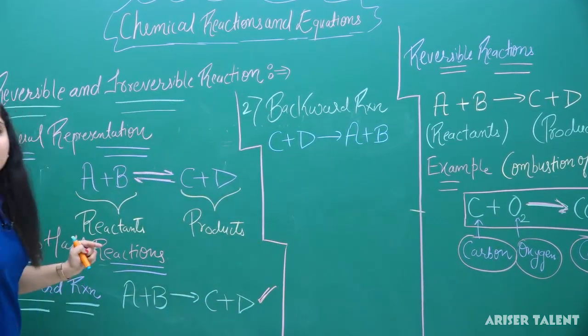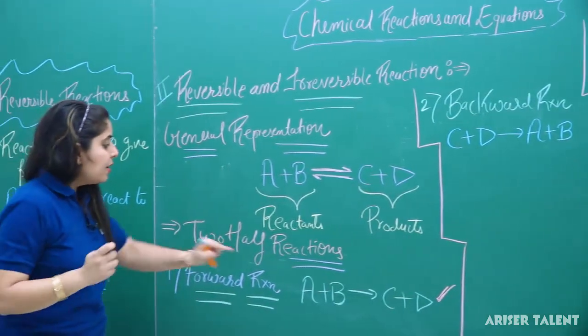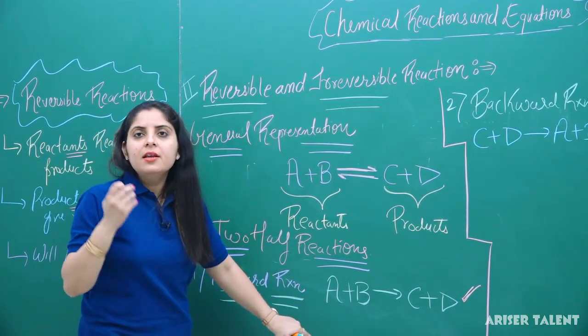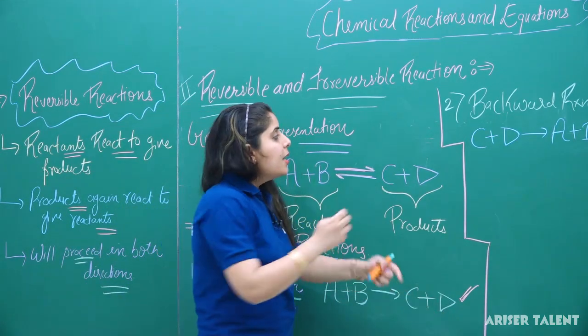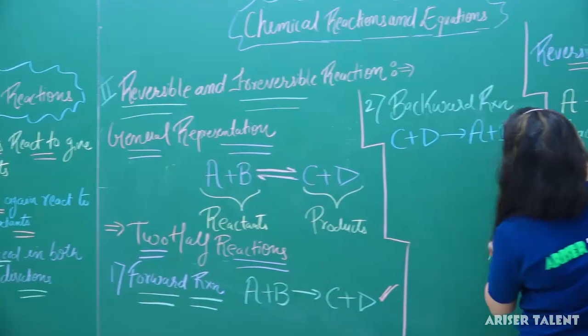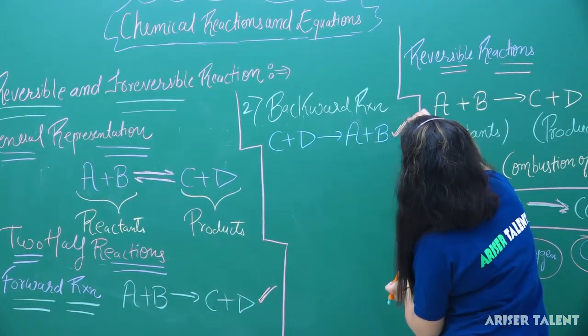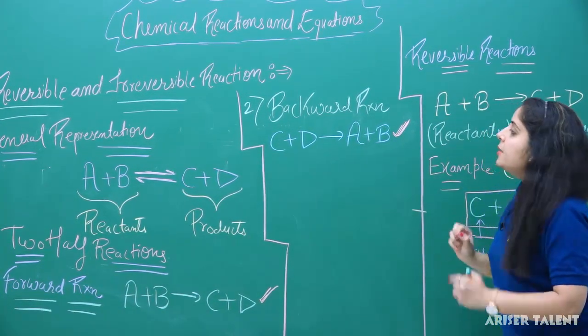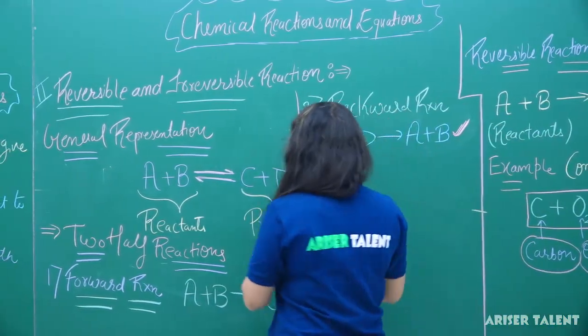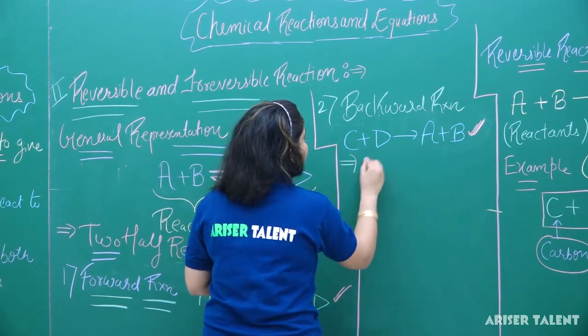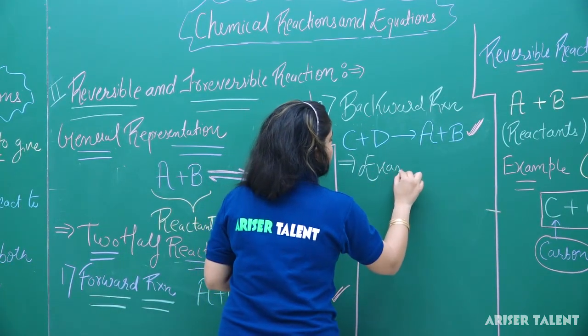So what we have analyzed from the above two equations is that the reaction can proceed in both the directions. A plus B firstly gives C plus D, and on the other hand C plus D again reacts to give A plus B. Now we will understand the reversible reaction with the help of an example. So our second category is examples.